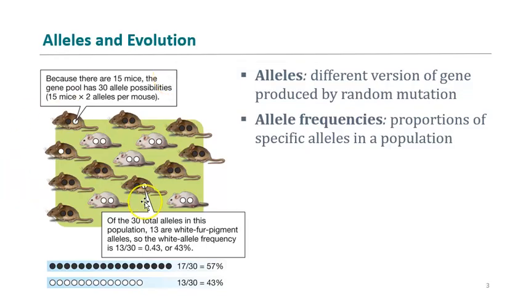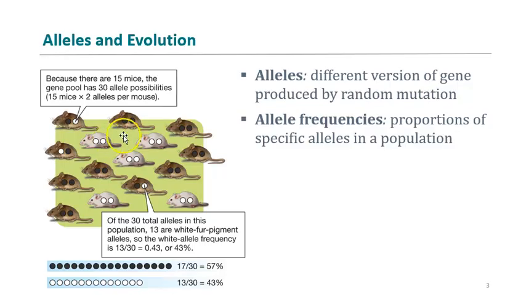So if we're looking at this population here, we've got mice, we've got brown mice, and we've got white mice. And if we count up all the mice in the population, there are about 15 mice. Now each mouse, if we're looking at a particular trait, has 2 alleles for that trait. So for this brown one, we say it has kind of a brown pigment allele and a white allele, whereas the white mice have 2 white alleles.